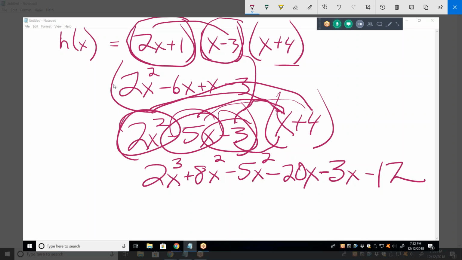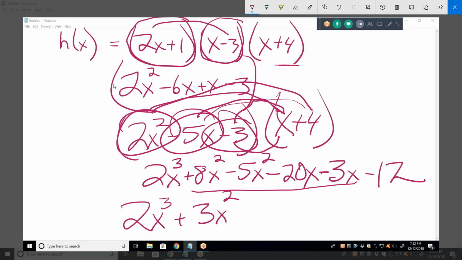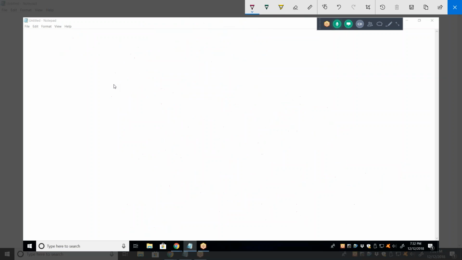Okay. And then always in the simplification, you're combining those terms only. So what's the rest of it? So then that's plus 3x squared minus 23x minus 12. Yeah. Okay, what else?